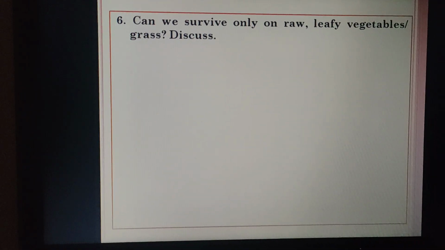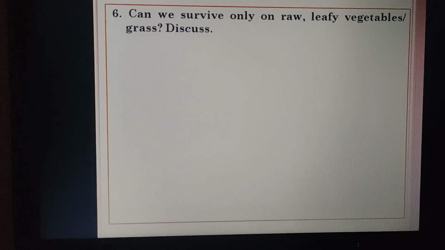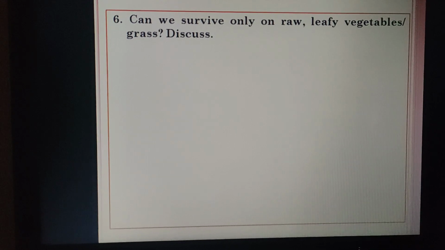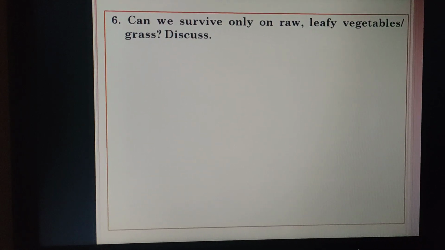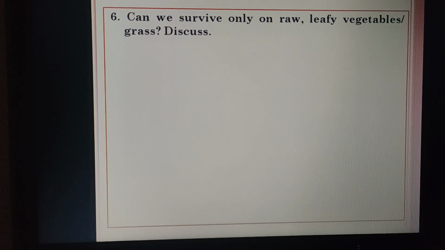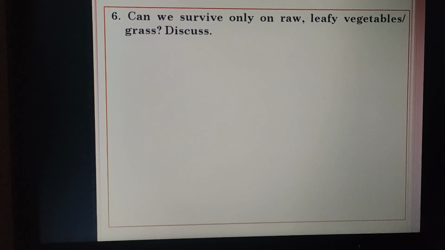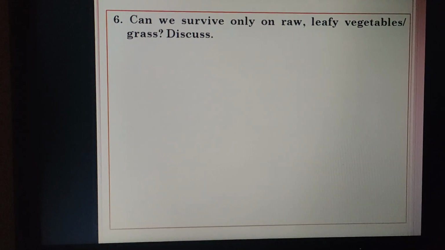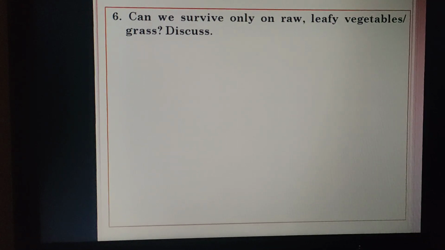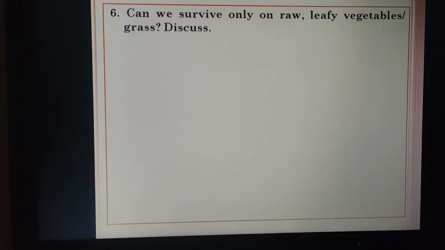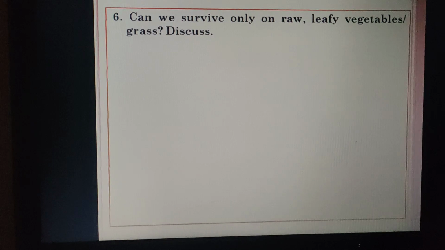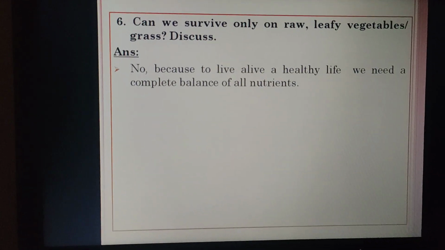Now next is the last question: can we survive only on raw leafy vegetables or grass? Discuss. What is the meaning of this question? Can we directly consume grass without cooking, or directly consume vegetables without any cooking process, especially leafy vegetables? What is the reason behind that? If yes, then why? If no, then why? Actually the answer is no. Why so? Let's see it inside the answer.